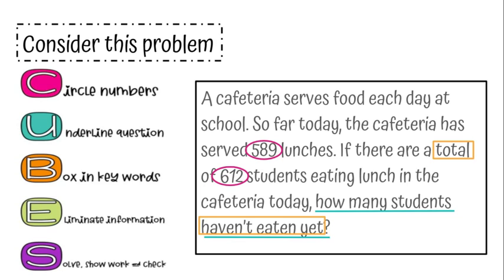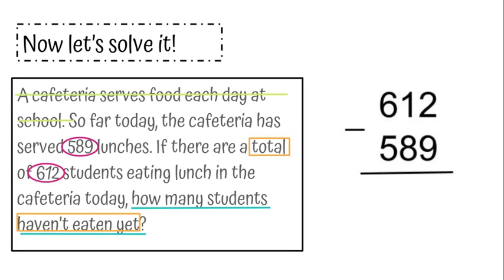Then we're going to eliminate information. So I eliminated a cafeteria serves food each day at school. That information's background information. It's interesting, but it's not going to help us solve the problem, so we can cross it out. The next step is to solve, show our work, and check. Looking at total and haven't eaten yet, I know the total is the largest that amount can be. So if 612 is our total, and we want to know how many haven't eaten yet, we're going to subtract 589 from that 612.